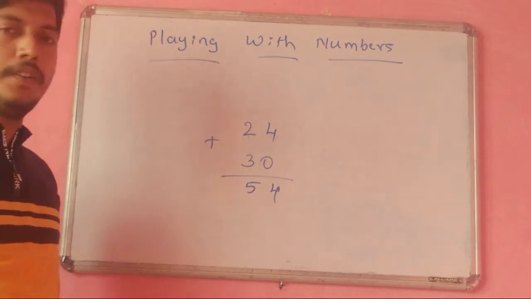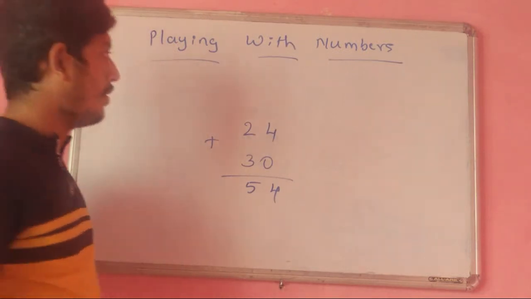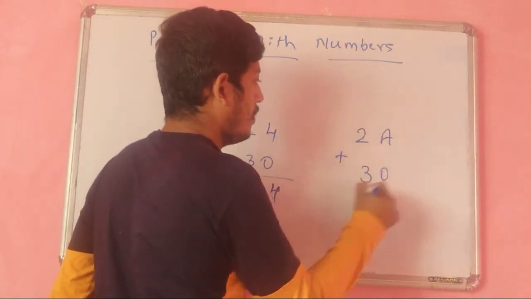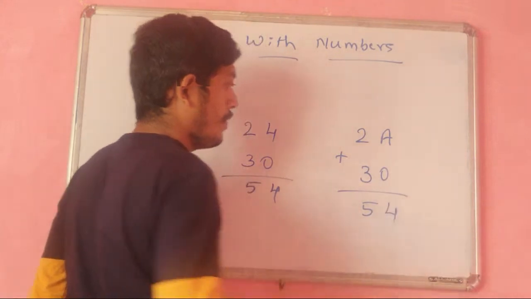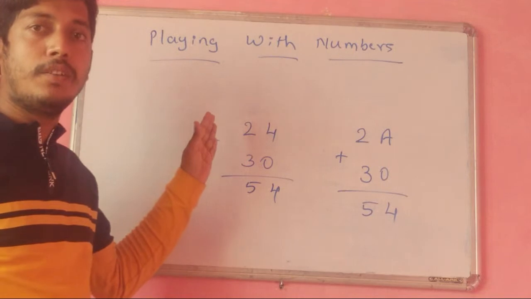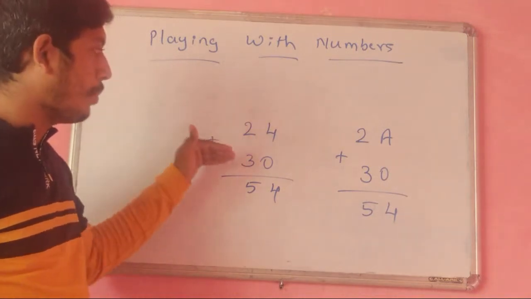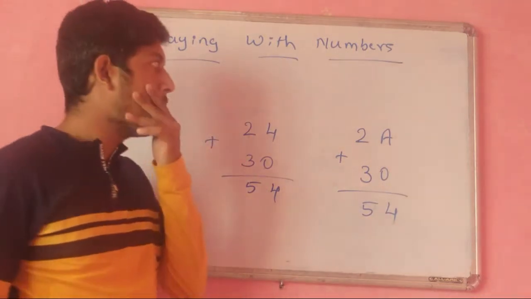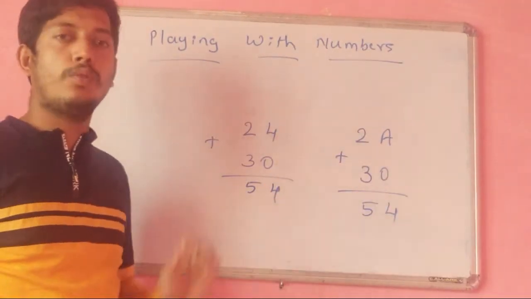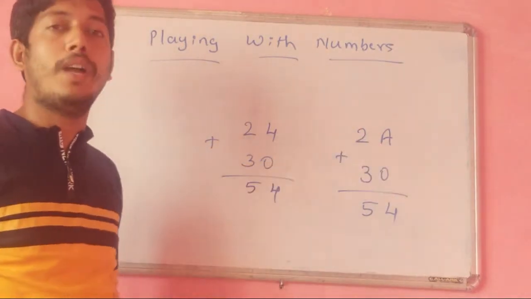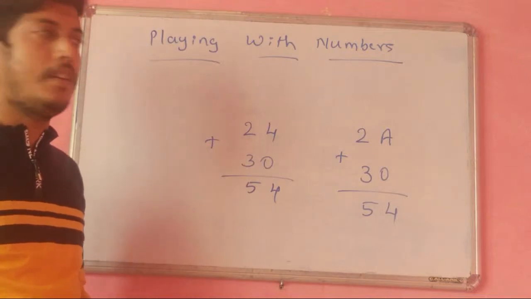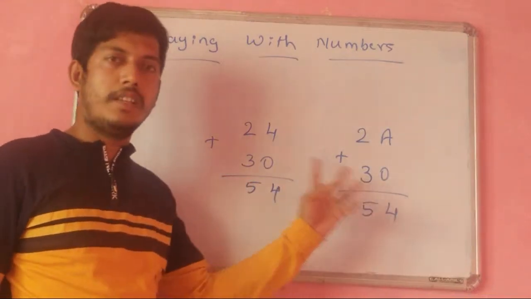Now, for example, if they gave 2a plus 30 equals 54. First directly they give the numerical value. In this example 24 plus 30, we wrote that as 54. Now in the second case they give 2a plus 30 equals 54. Now here we have to find out the value of a. So just comment me what is the value of a here. These are the two problems.